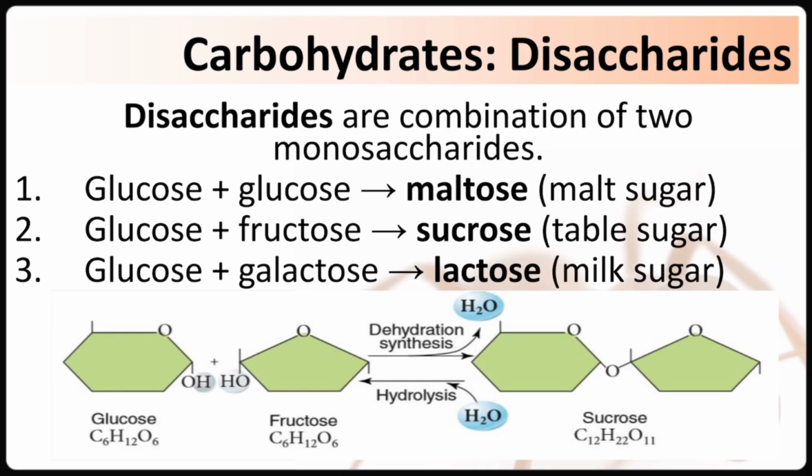Sucrose, which is glucose plus fructose, or the table sugar. We have lactose, which is glucose plus galactose, the milk sugar. And maltose, which is glucose plus glucose, found in germinating grains. It's also called malt sugar.